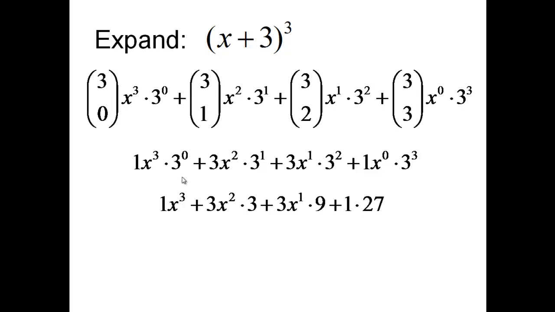Again, all I've done so far is simplified. This 3 to the 0 became 1, this 3 to the first became 3, 3 to the second became 9, and so forth. Notice that I still have some coefficients I need to multiply, like this one here, so we're not quite finished yet. These two middle terms need a little bit more work, and multiplying out, we see our final answer is x cubed plus 9x squared plus 27x plus 27. This would be our final solution.